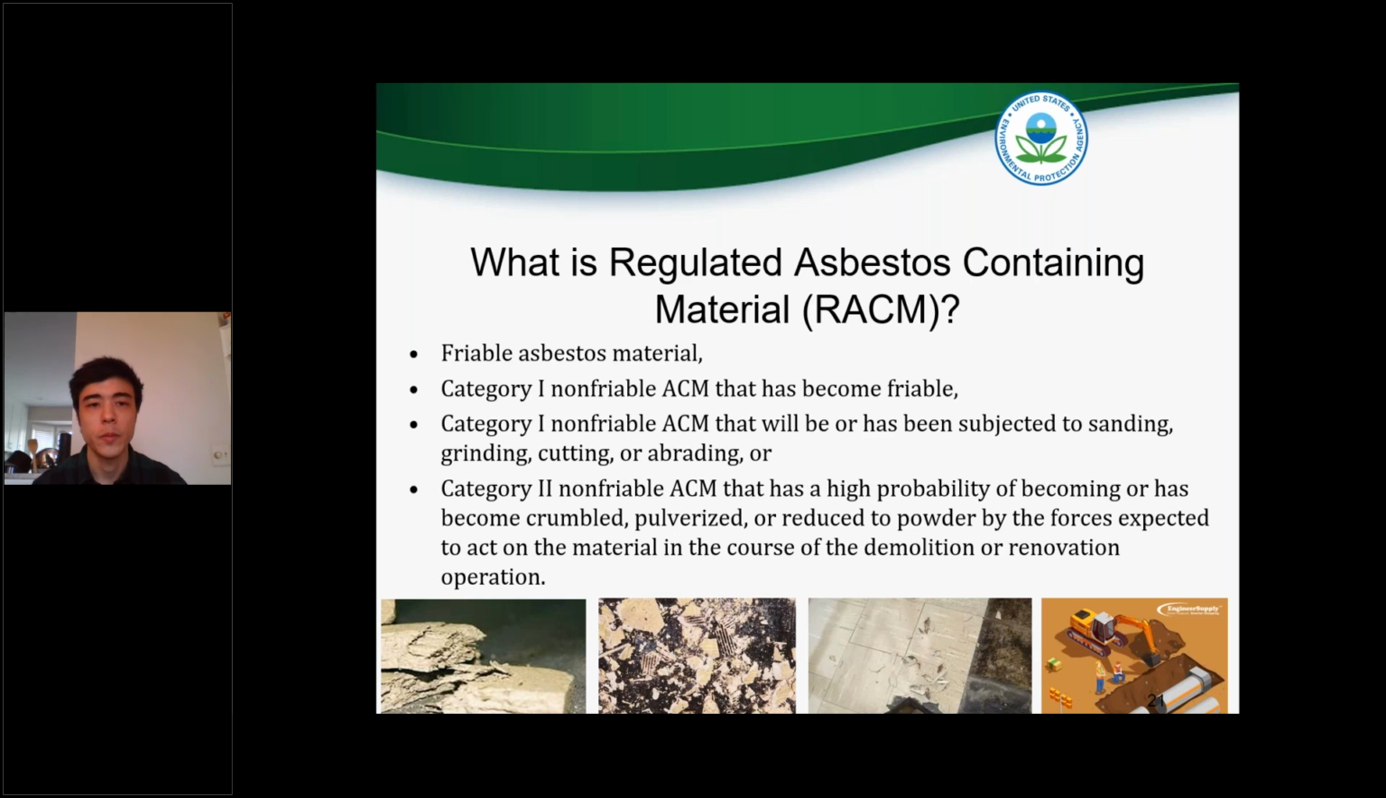force. The third picture is category 1 non-friable ACM that will be or has been subject to sanding, grinding, cutting, or abrading. You can see I think there's someone with a shovel there kind of scraping up that tile. That's causing that non-friable ACM to become friable, therefore becoming regulated. And the final picture is category 2 non-friable ACM that has a high probability of becoming or has become crumbled, pulverized, or reduced to powder. So that's a pipe in this last bottom right photo that is being cut. So obviously there will be some fiber emissions there, and that would become regulated as well.